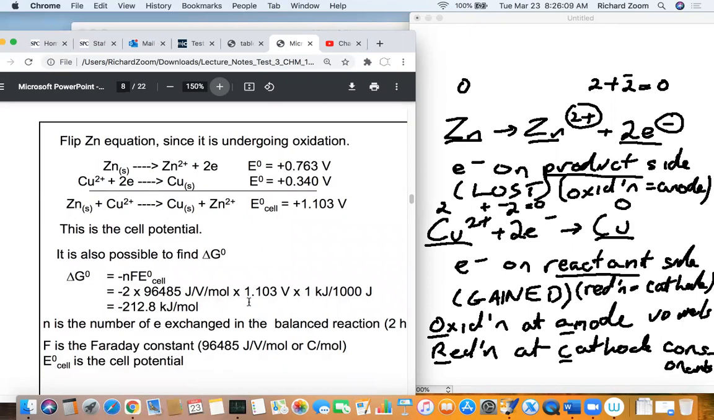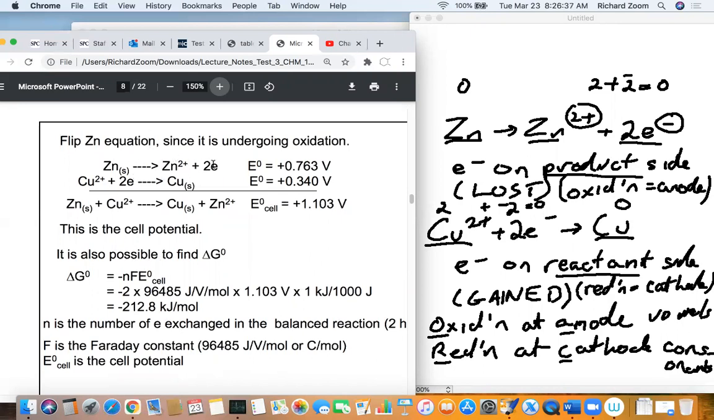Now from this, it's also possible to find our friend delta G naught, or the Gibbs free energy, which was something I would have introduced to you last week if, hopefully, you watched the videos about this. But the way that we can get to delta G naught from this kind of reaction is by this process here. Now, N is the number of electrons exchanged in the balanced reaction. In this case, it's 2 electrons.